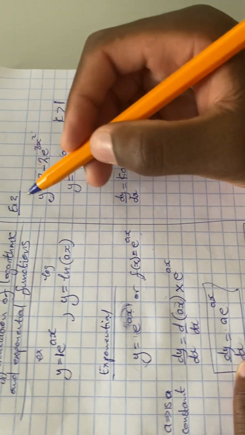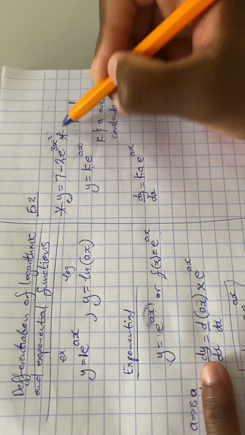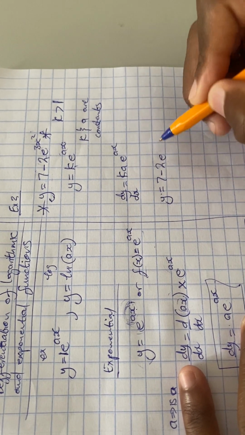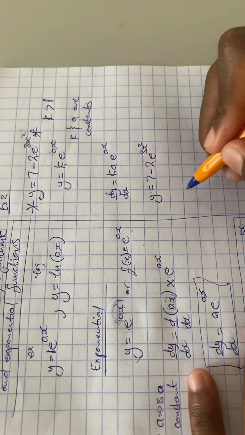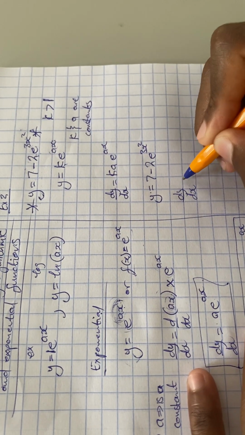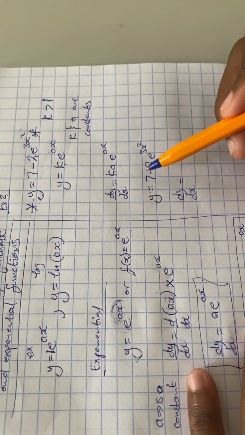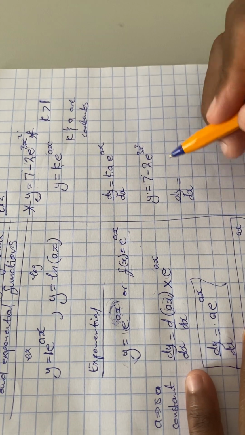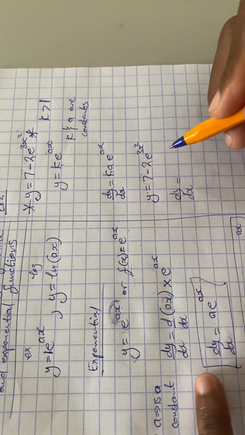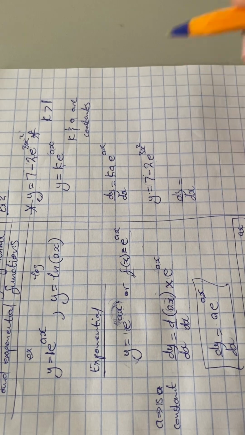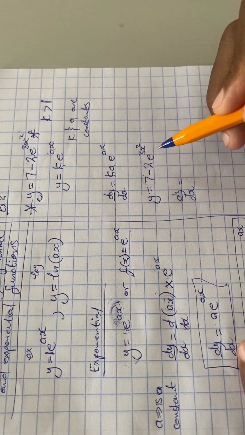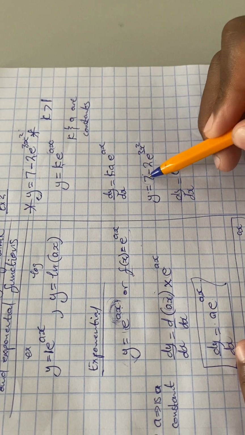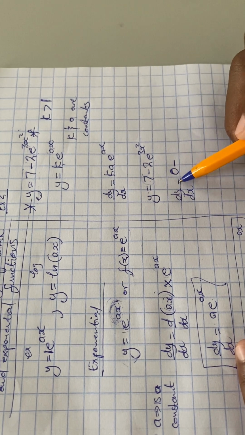So okay, let's continue with this one. We are saying y is equal to 7 minus 2e to the power 3x squared, right? So dy/dx is going to be what? Remember, the first derivative of a constant is 0. When you differentiate a constant, it's just 0. You don't necessarily write the 0, but I'm just demonstrating.